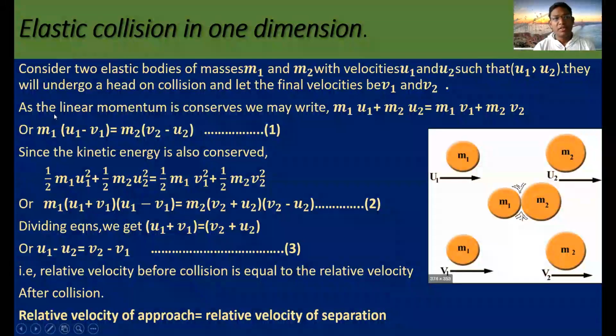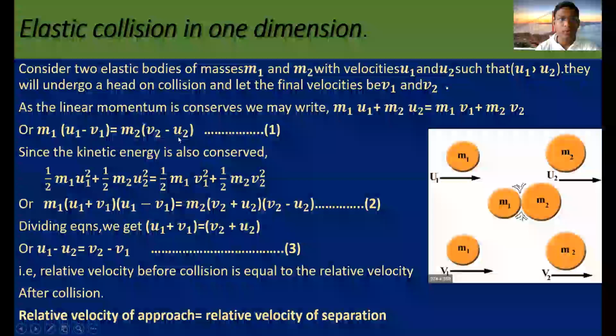For any system, the linear momentum is conserved, as we already know. So initially and finally, the total momentum will be conserved. m1u1 + m2u2 is the total momentum before collision, and m1v1 + m2v2 is the total momentum after collision. So this is according to the law of conservation of momentum. Let's put this as equation 1.